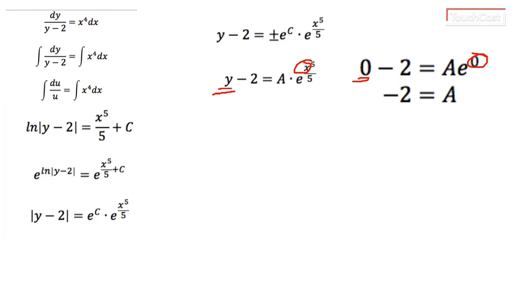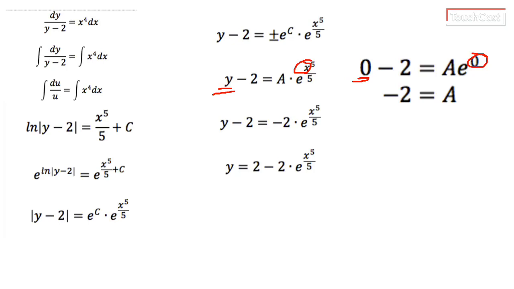Let me get the blue marker back. So that tells me that A is going to equal -2. So I replace this A with -2. And there we go. So y minus 2 equals -2 e to the x to the 5th over 5. I'm just going to isolate y. That's by adding 2 to both sides.